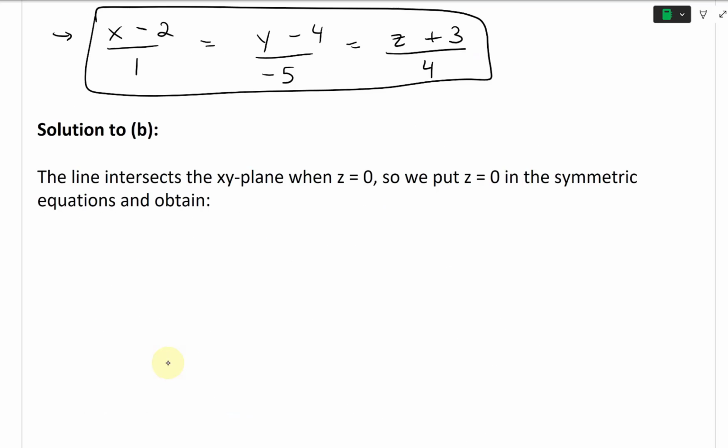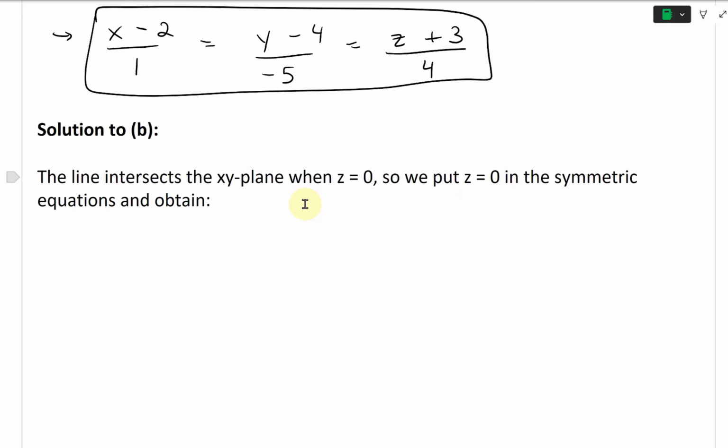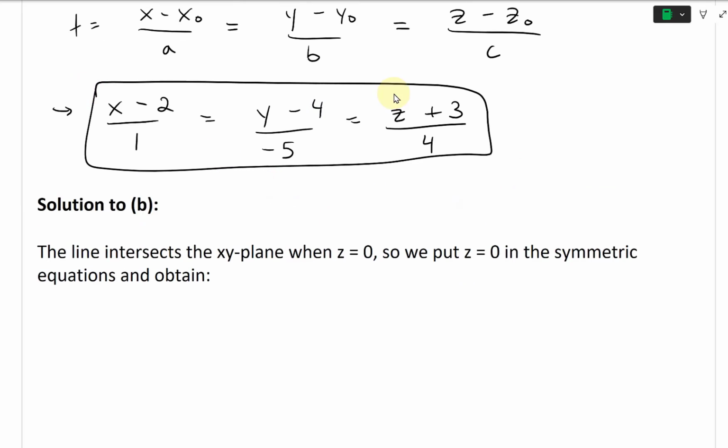So what we can do is solve that. The line intersects the xy plane when z is equal to 0. So we put z equals 0 in the symmetric equations and obtain: x minus 2 divided by 1, which we can ignore, equals y minus 4 divided by negative 5, which is equal to, well, z is 0.